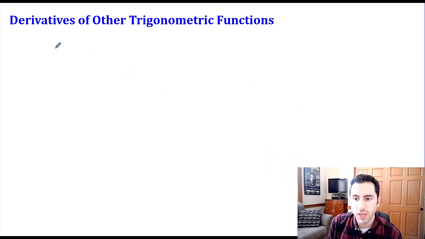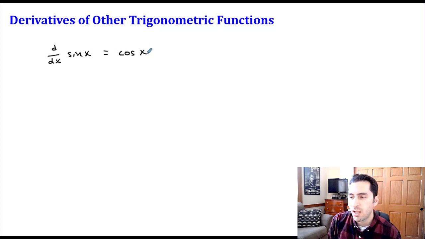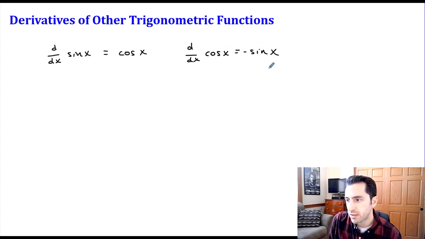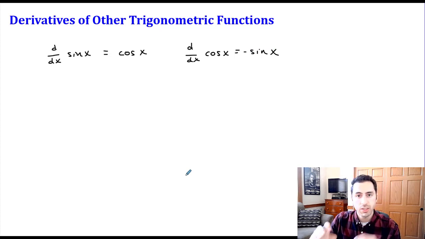So let's start with the two main ones. We have a theorem that says that the derivative of the sine of x is equal to the cosine of x. And we have a very similar one that says that the derivative of cosine is equal to the opposite of the sine of x. Once we establish these two, we can actually use these along with our trig identities and the quotient rule for derivatives to find the derivatives of the rest of our trig functions.